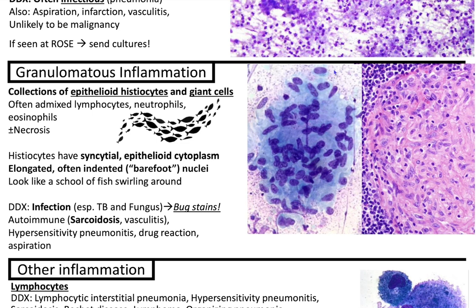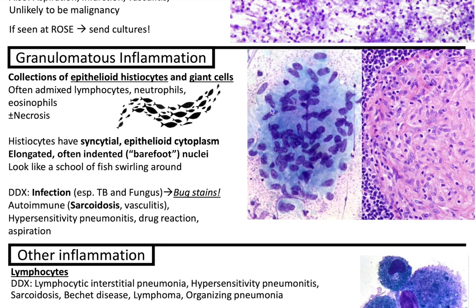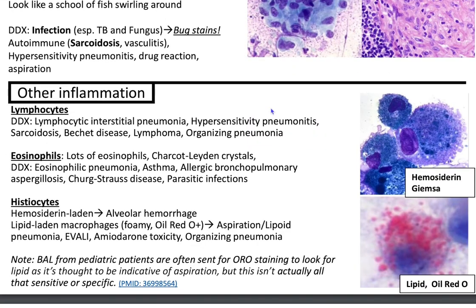Differentials include infection, especially TB and fungus. Get your AFB, get your GMS. Autoimmune, including sarcoidosis, a diagnosis of exclusion. Vasculitis, hypersensitivity pneumonitis, drug reaction, and aspiration. And other inflammation like lymphocytes.